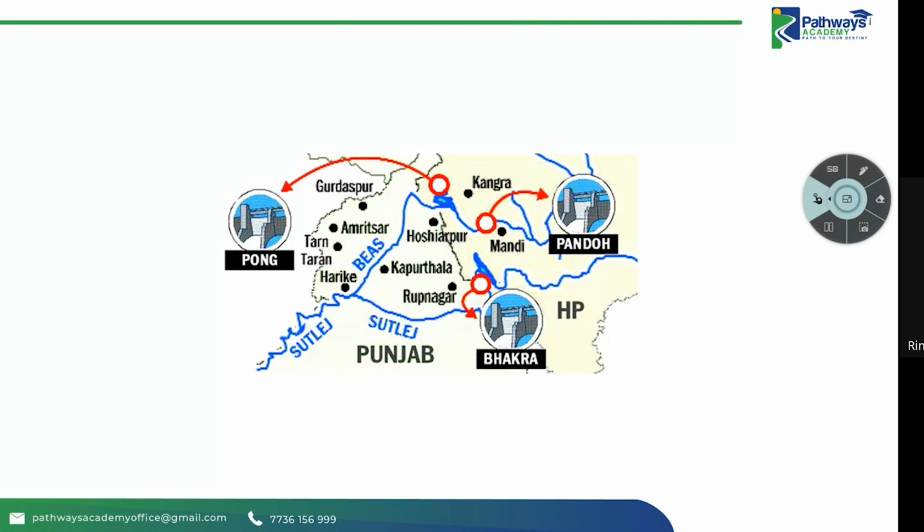Here you can see Pong Dam. Actually, you can see Beas River is passing through this. Yes, this is Pong Dam. It is on Beas River. Bhakra Nangal Dam is situated on which river? Satluj. It is on Satluj River.